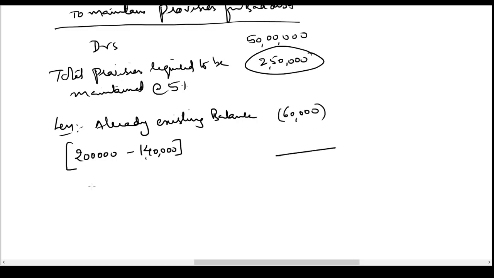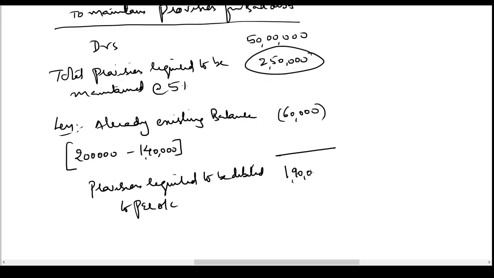Now, provision required to be debited to P&L account. So this will be 2,50,000 minus 1,60,000. It will be 1,90,000 rupees. So debit. So what entry do I pass? I pass the entry P&L account debit to provision for bad debts 1,60,000.